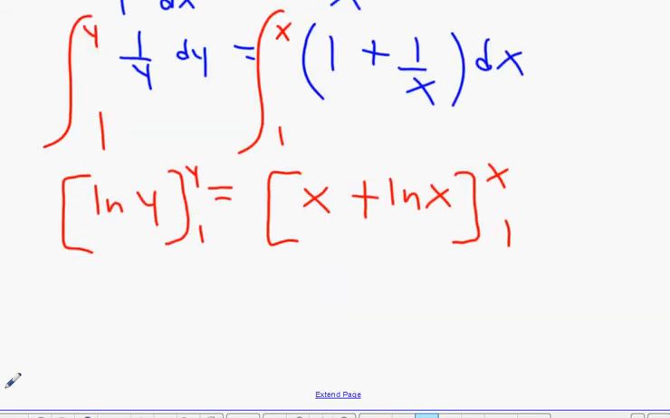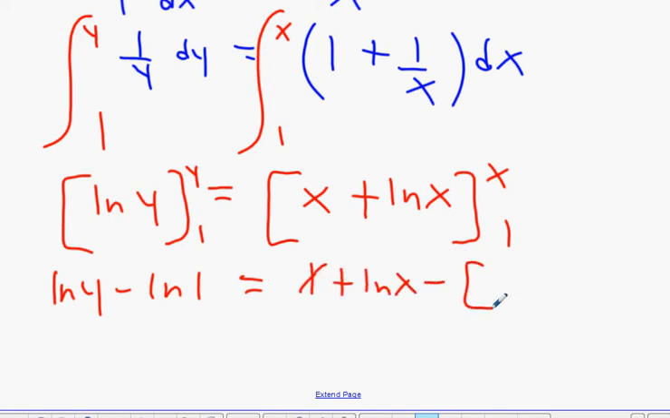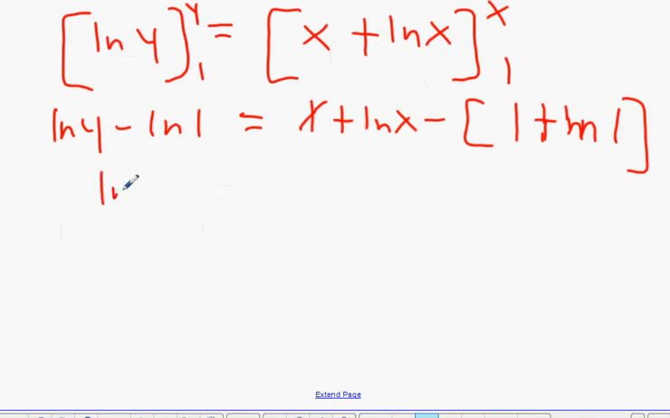Scroll down another slide. This part here, ln y minus ln 1. What is ln 1 again? ln 1 is 0. Then we have x plus ln x minus open brackets 1 plus ln 1. Now what do we get here? ln y equals ln x plus x minus 1. Okay, you can do two things here.